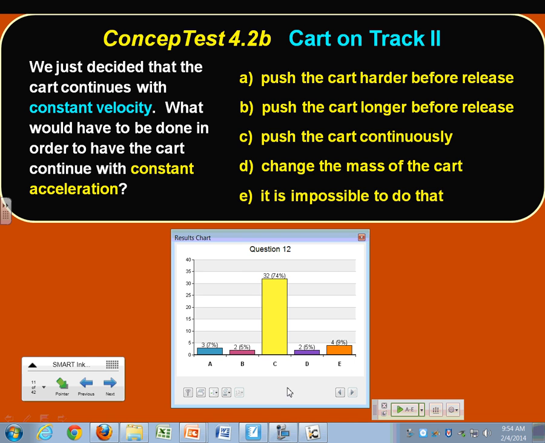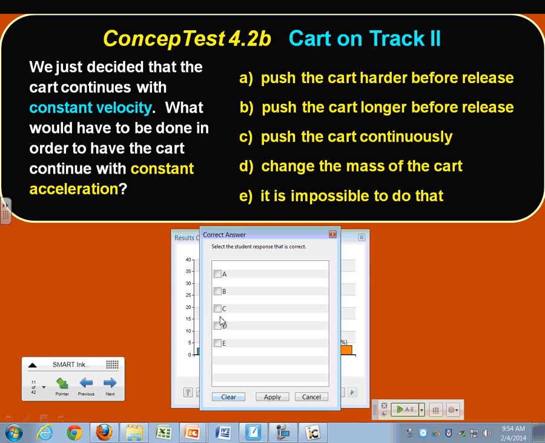Hey, good job. You have to push it continuously. That goes back to our Newton's second law, the law of acceleration. In order to accelerate something, it has to have a net force.